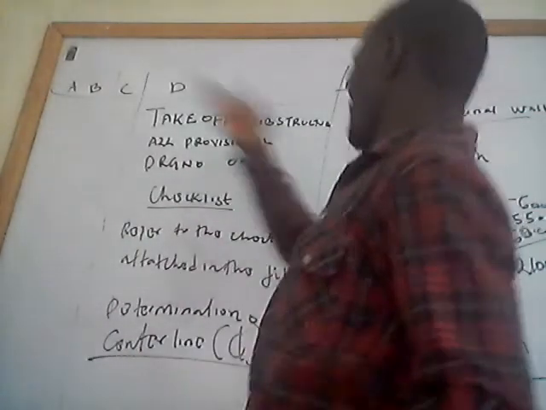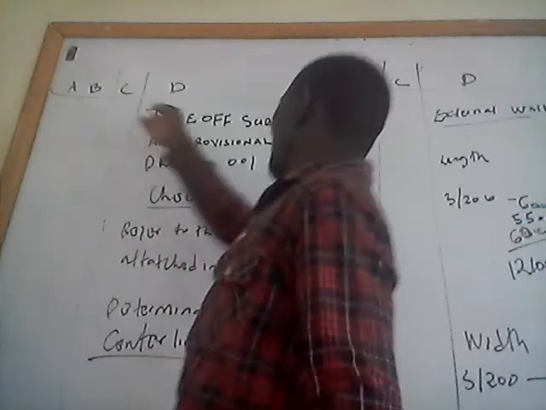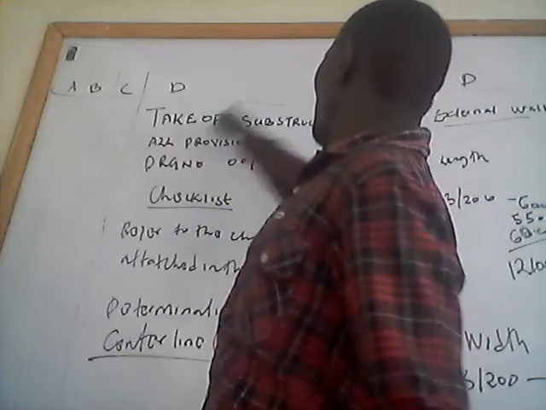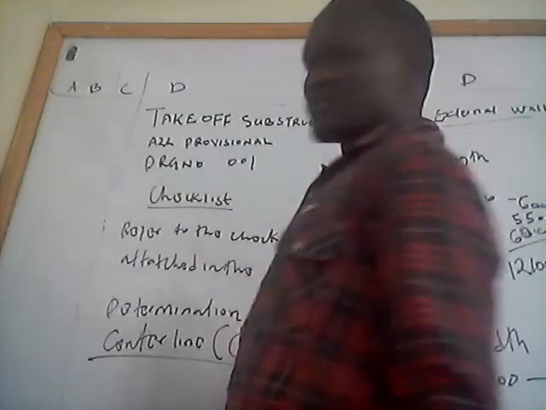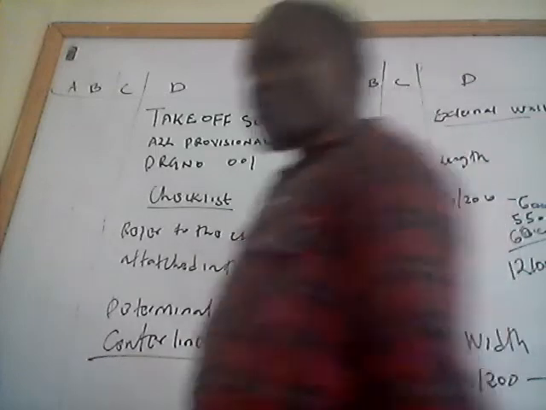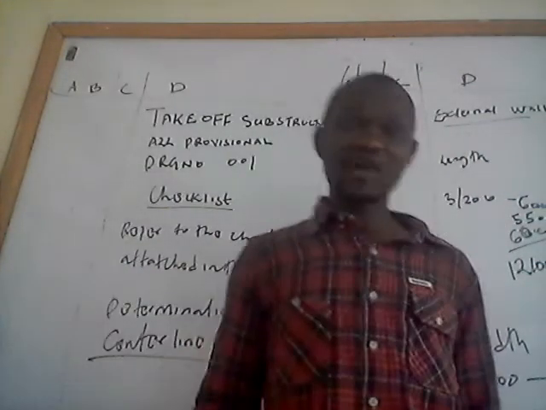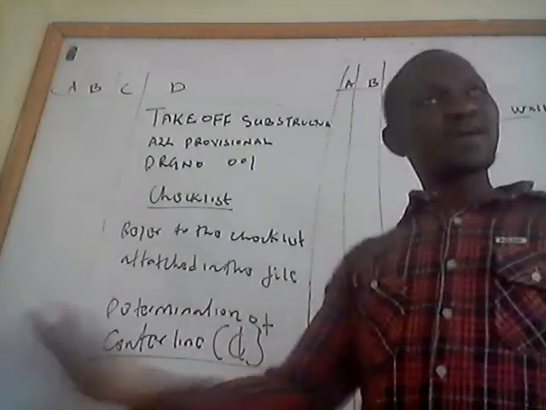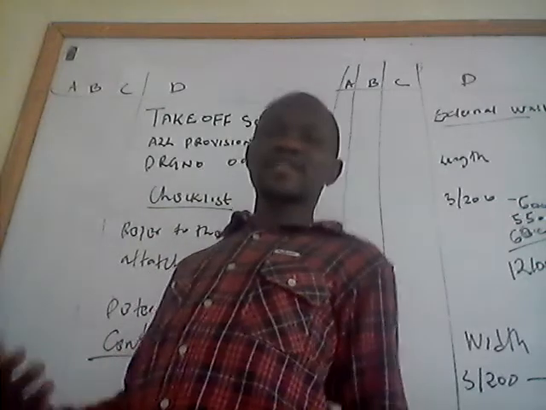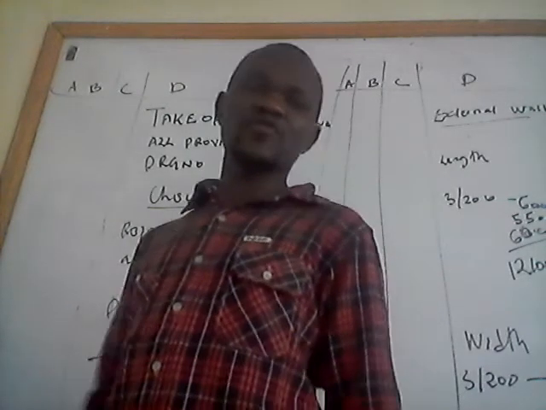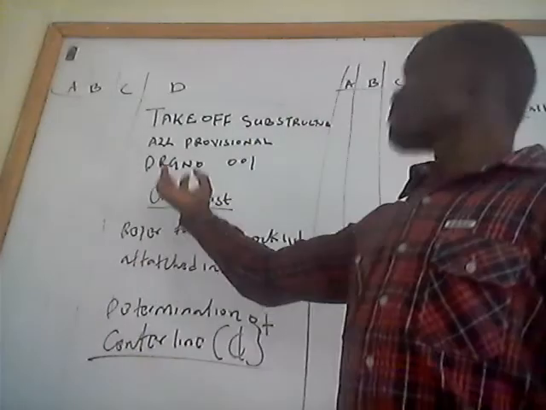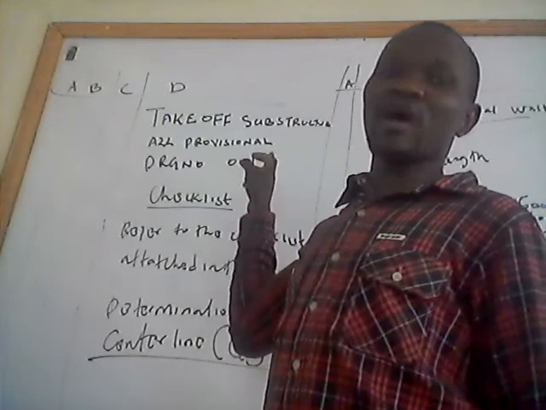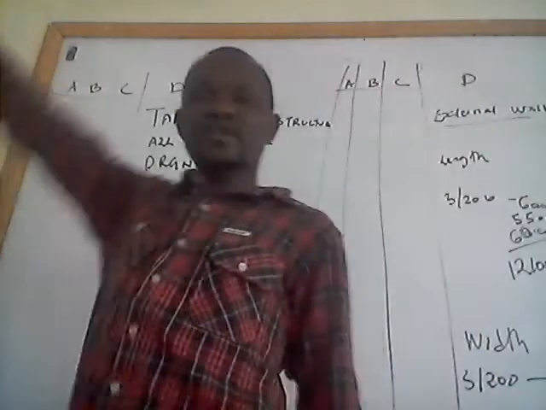So according to the diagram that we have been attached in the file, we have been told to take off the substructure. The first thing you take off is the substructure, all provisional. The reason why we say all provisional is because we are going to measure things under the ground and we don't know their uncertainty. We can say the rocks will be after 2 meters, but in the real sense, by the time we go to the real field, we can get these rocks maybe at 50 millimeters below. So that's why we say all provisional, because we are not sure if what we are measuring is the same as what is in the field.